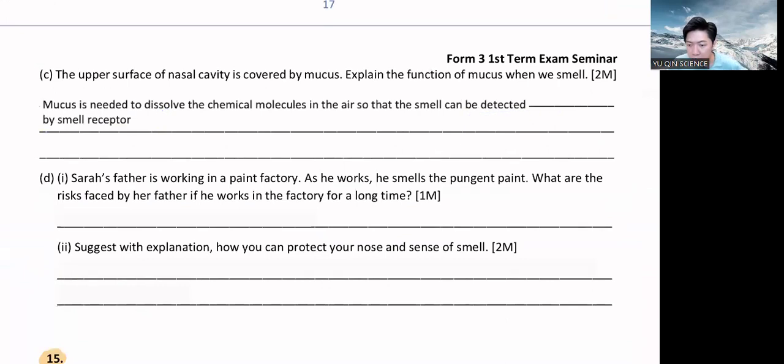Can we say produce smell receptors? No, the smell receptor is the thing already on top. You don't produce smell receptors. It is already in your nose. You get it? You don't produce the smell receptor. The function of the mucus is to stick the chemicals.